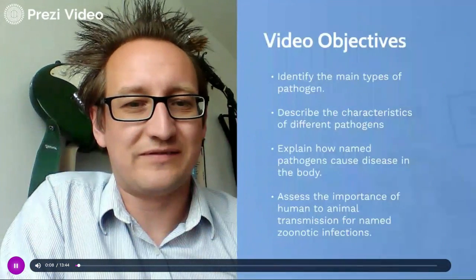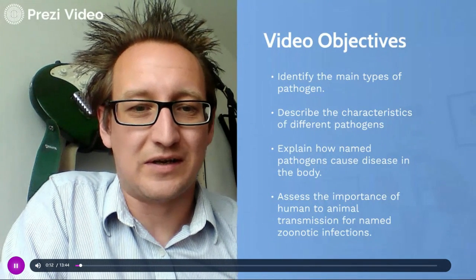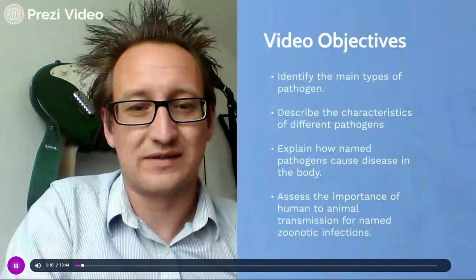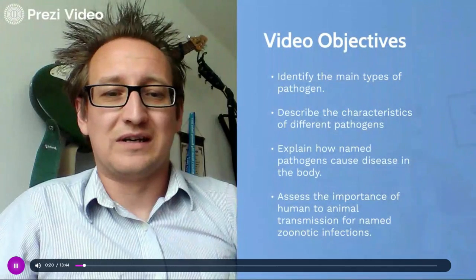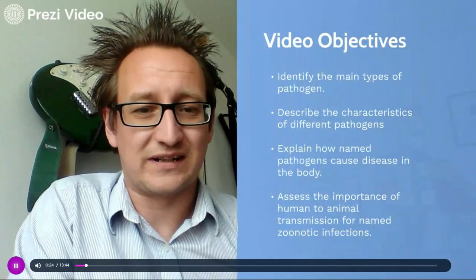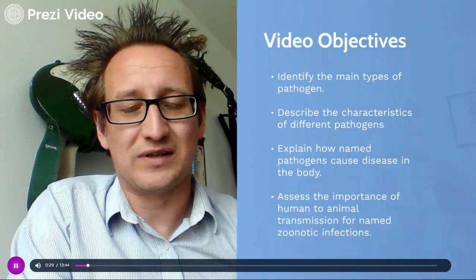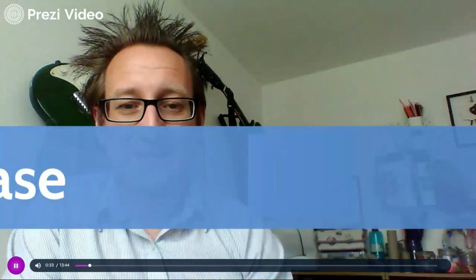Today we're going to have a quick look at infectious disease and the pathogens that cause it. So the aim of this video firstly is to identify the main types of pathogen and look over the key characteristics of each of these different pathogens. We're then going to begin to explain how named pathogens cause disease in the body. So this will be done through each of the pathogenic sections, and then we're going to talk about animal to human transmission and zoonotic infections, again with another example case study.